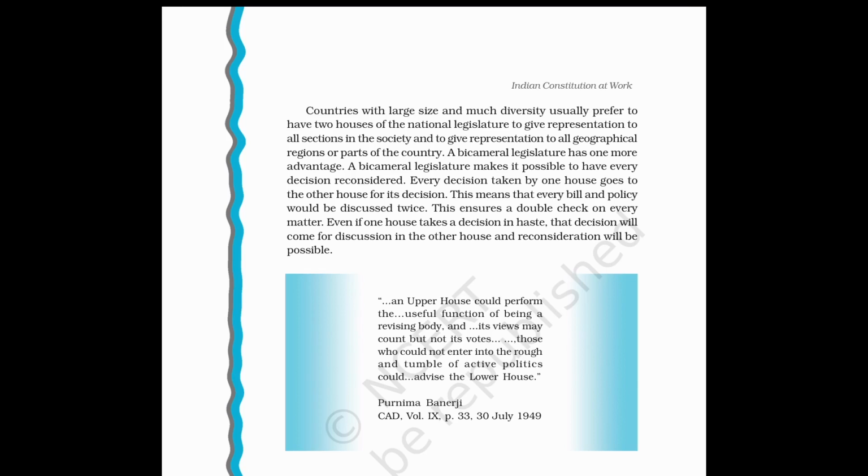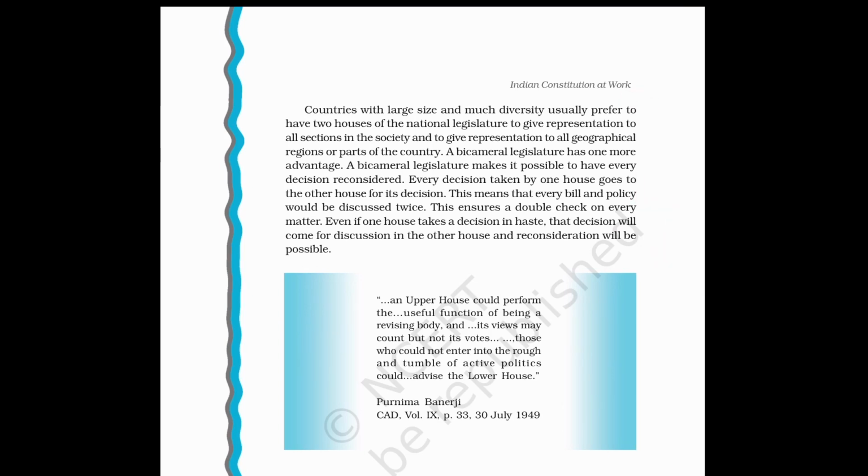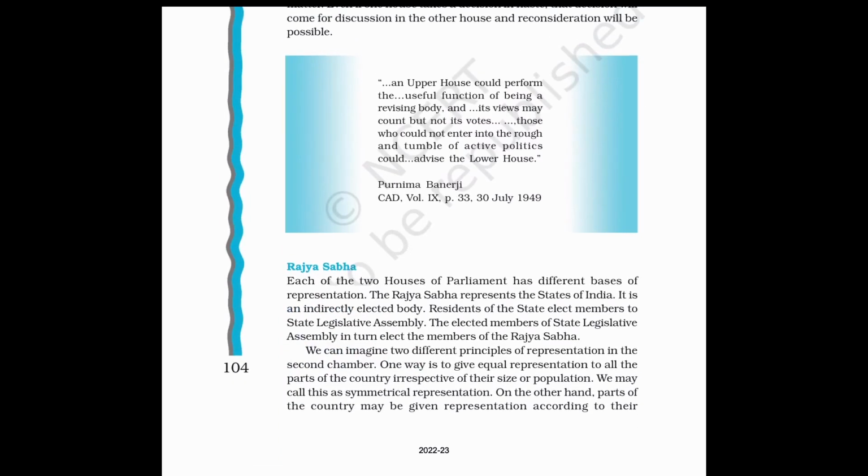but when the same thing goes to the another house and the same process happens twice, of course it ensures a double check on every matter, and it prevents the one house from taking any decision in the haste. Because even if they would have, let's say, hurriedly passed out a bill, it will be possible that the other house, when they will get it for reconsideration, will maybe take good enough time to consider that, and they will not do this hurriedly. So this is the advantage of having two houses, which is very important. Now, what are the details of the two houses? हम थोड़े देर में आएंगे.